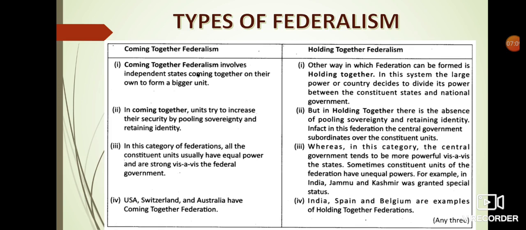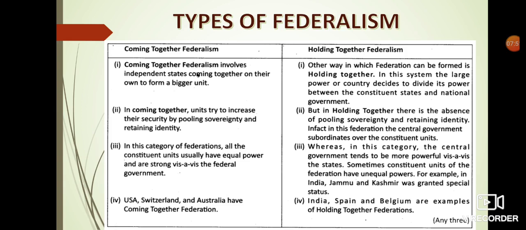So coming together federalism involves independent states coming together on their own to form a bigger unit. And in coming together, units try to increase their security by pooling sovereignty and retaining identity. In this category of federations, all the constituent units usually have equal power and are strong vis-a-vis the federal government. And examples of the coming together federations are USA, Switzerland, Australia, etc. These are the coming together federations.